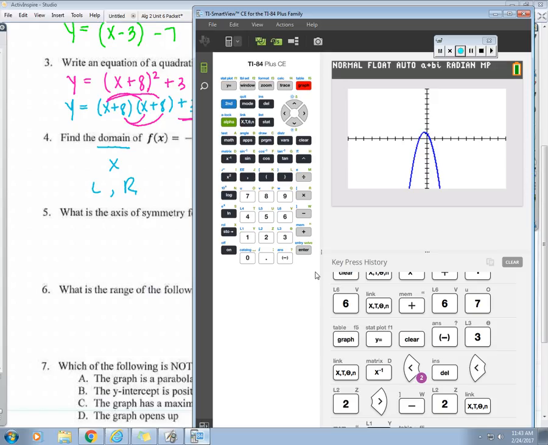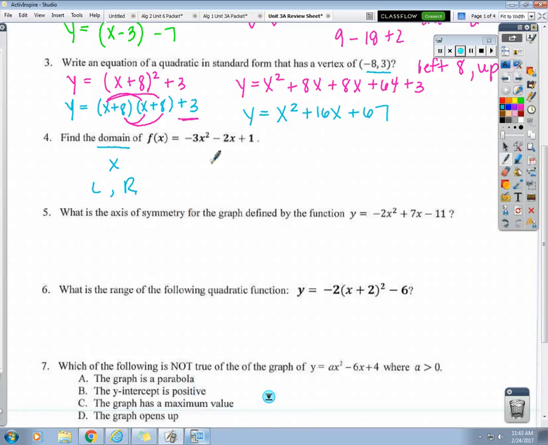Think about it. As it's going down, aren't you also slowly moving left as well? And will continue to do that forever. So that's negative infinity. How far can you go to the right? Positive infinity. So the domain is negative infinity to positive infinity. It goes left forever and it goes right forever.